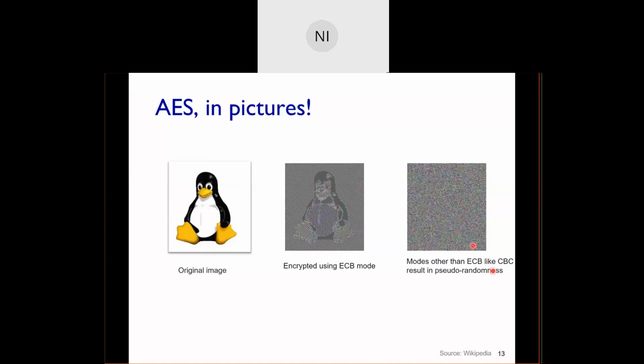And what you see on the right hand side is what you can get with other modes of operation. It is as if Alice has sent some arbitrary bit pattern, because it doesn't make any sense, even though there is some sense in what is being sent. Okay.